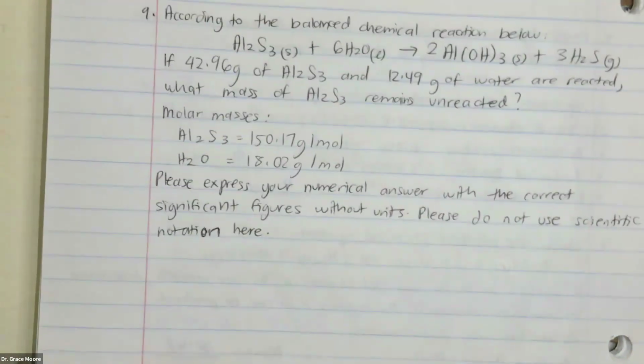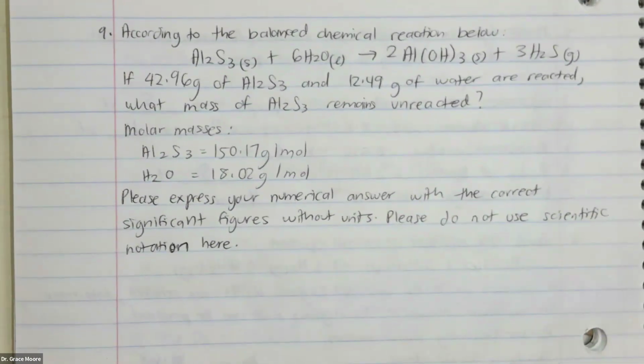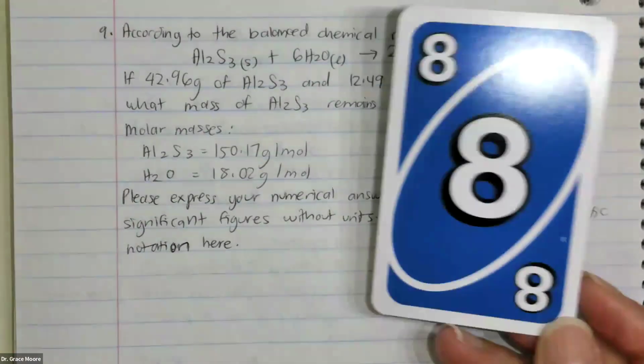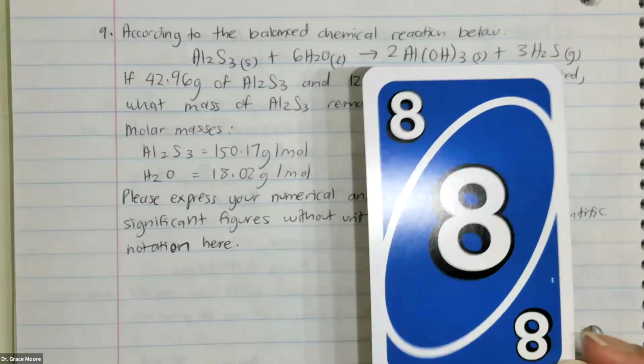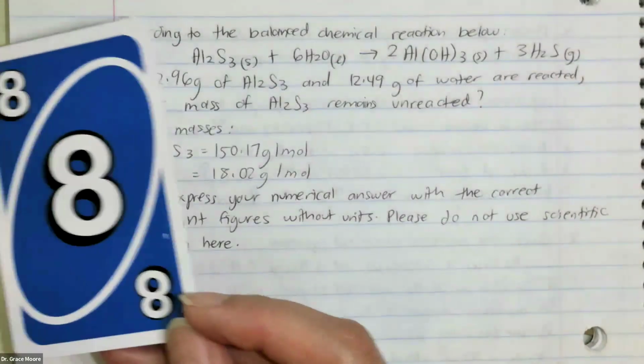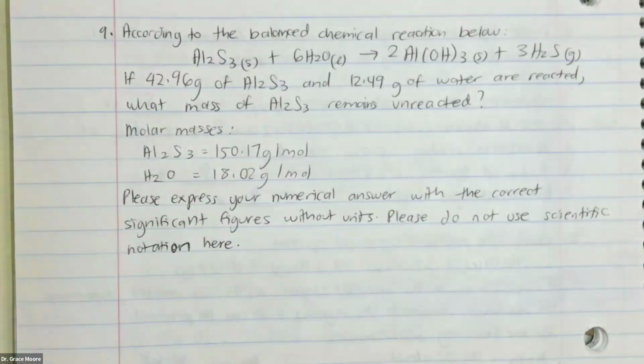All right, let's take a look at the next question. For the next question here, I wanted to show you the card. This is an UNO card, and it's 8 blue. This is going to be used in one of your treasure hunts or your Easter eggs.